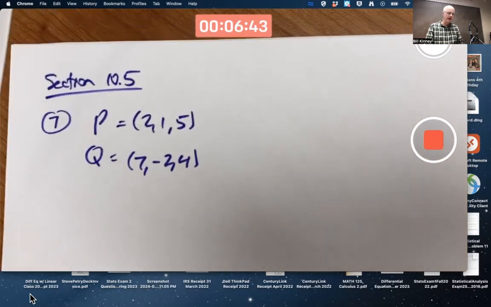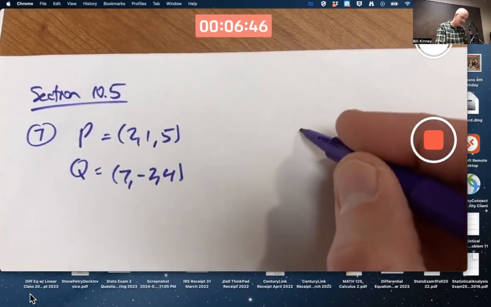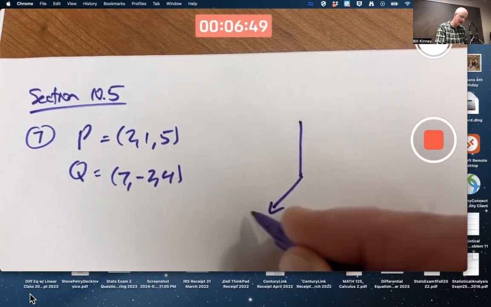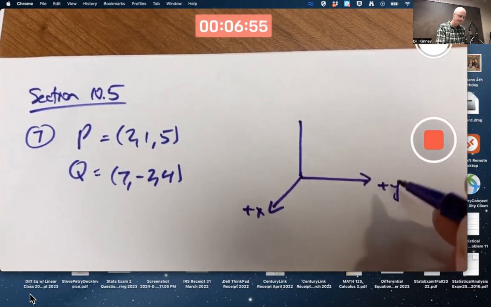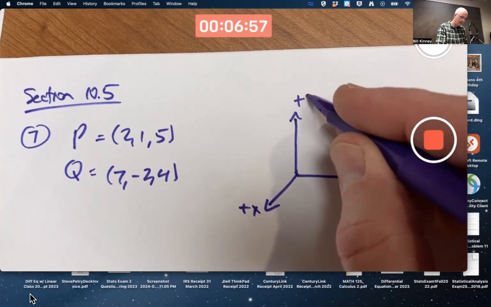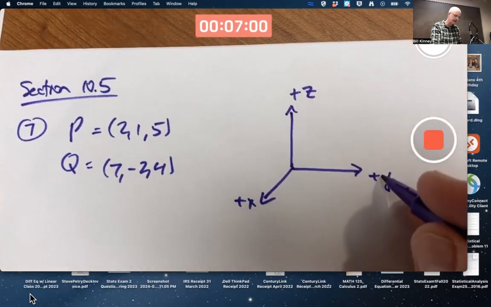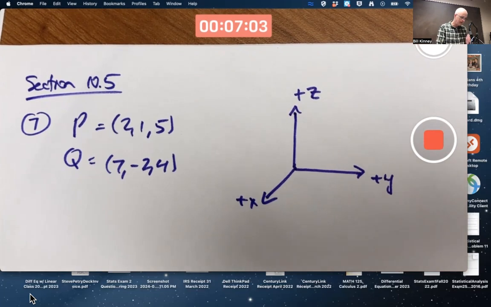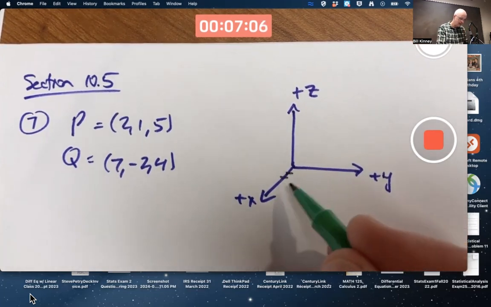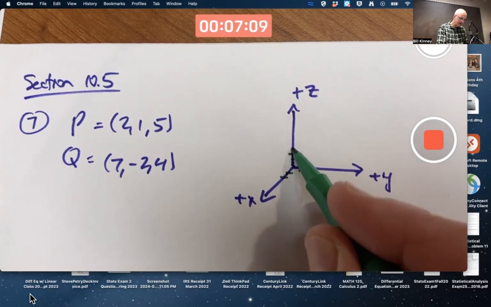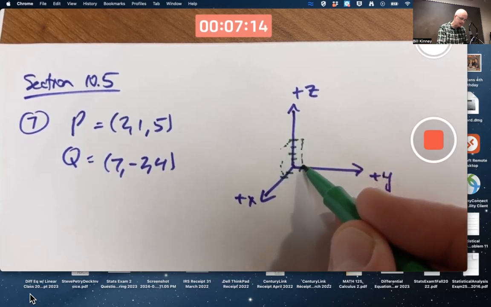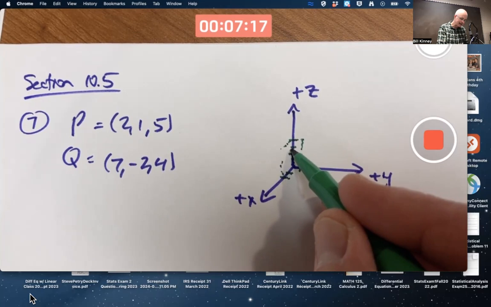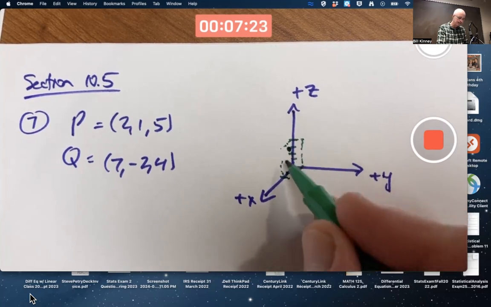Let's attempt a drawing. I typically like doing it with the positive x-axis coming out toward you, positive y-axis to the right, positive z-axis going upward. For P, x is 2, y is 1, z is 5. So when I try to draw that, maybe make a little box here. Oh, it happens to look like it's on the z-axis, but it's in front of the z-axis. It's in front of the piece of paper, maybe right about there.